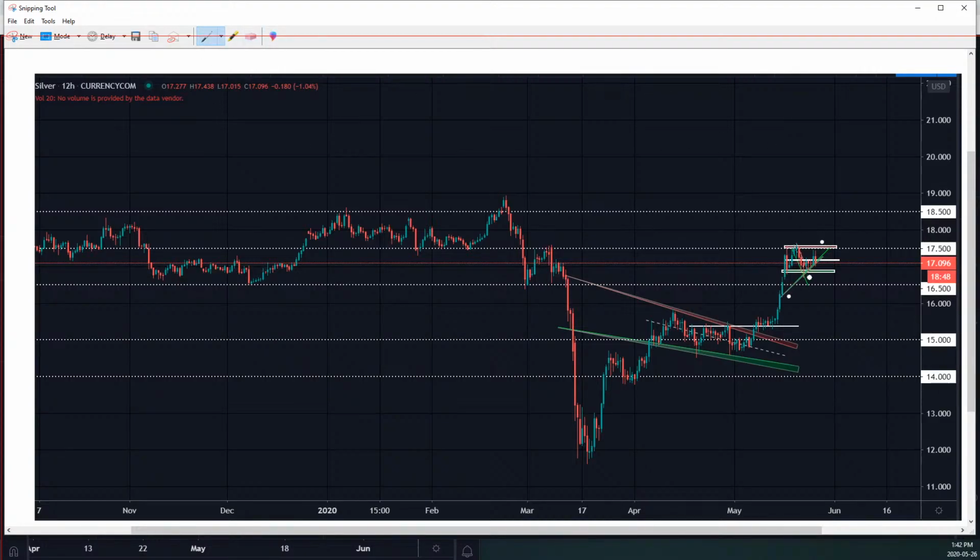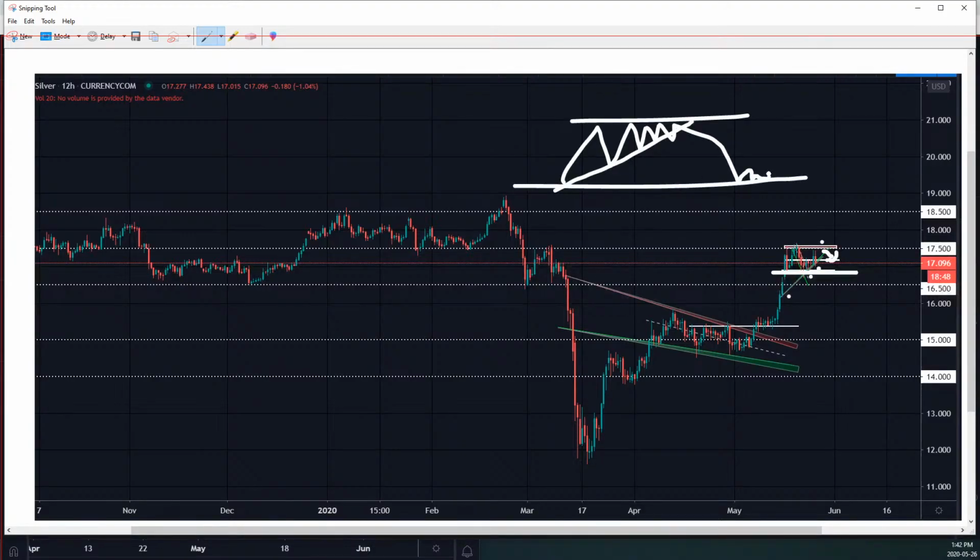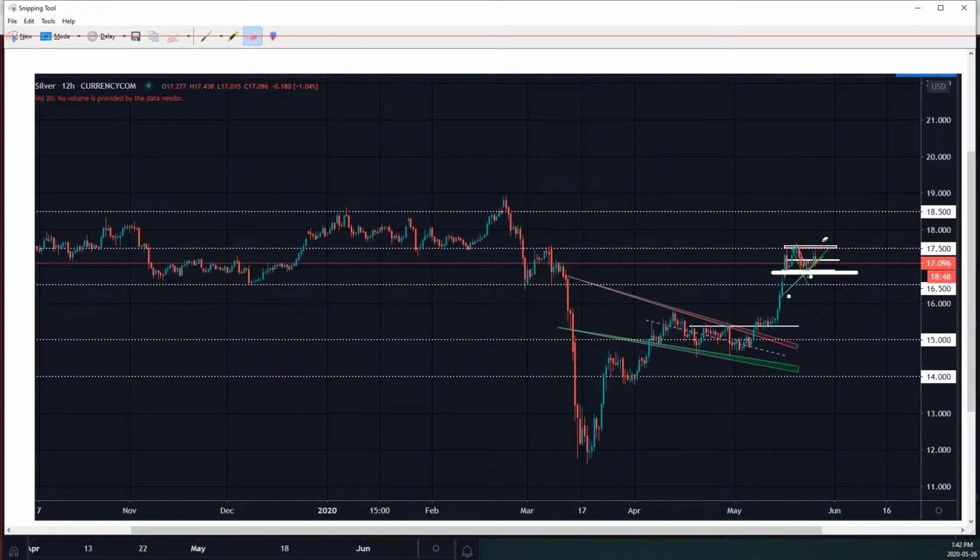But if we break this ascending zone to the downside, I'm still going to be looking for some level of support to hold, and then I'm going to be looking for some level of a descending zone, where we could be looking for a squeeze. That's still going to be a bullish opportunity. So I'm personally not really bearish on precious metals, to be completely honest.